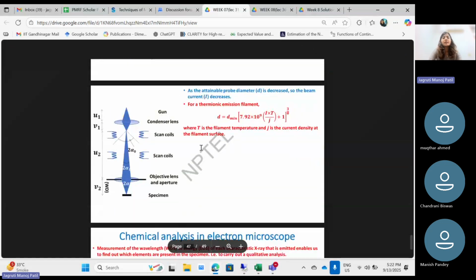Now, as we looked at previously, there were field emissions. But conventionally, people were using thermionic emission filaments. For these thermionic emission filaments, the relationships have been defined previously. This is much more conventional to date, but if you try to understand the formula, you just see that it is dependent on the current density and the filament temperature. So you can always remember that as current density decreases, that distance will also decrease. That distance is the probe diameter that we are talking about.